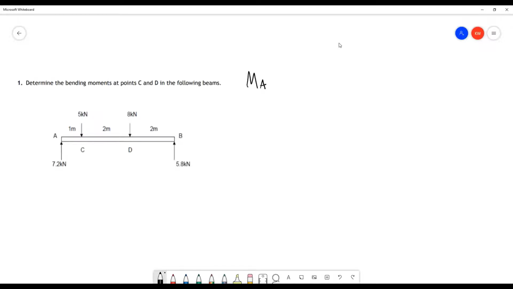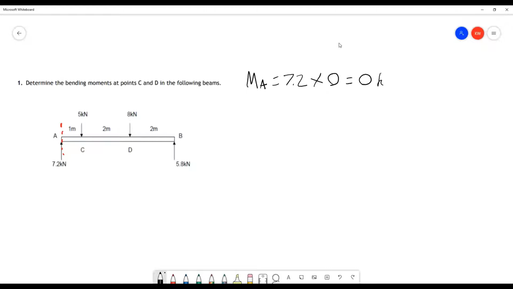So for illustration, MA, if we take the cross section through point A, I'll show in a dotted red line here, has nothing to the left of it. And if we wanted to be really specific and inclusive, we could say, well, we've got A itself, which is 7.2 kilonewtons. But of course, we're at this point, so the distance is actually 0. And so anything multiplied by 0 is 0 itself. So we have a bending moment of 0 at point A.